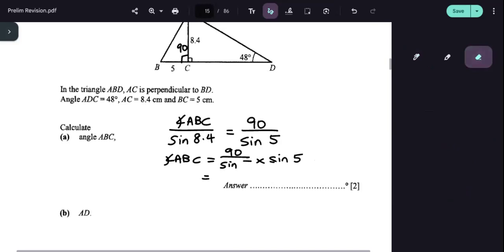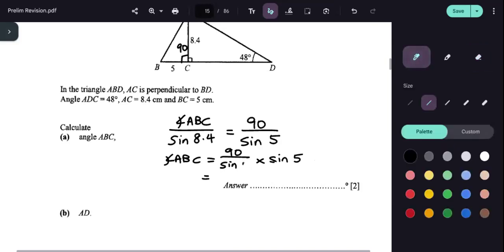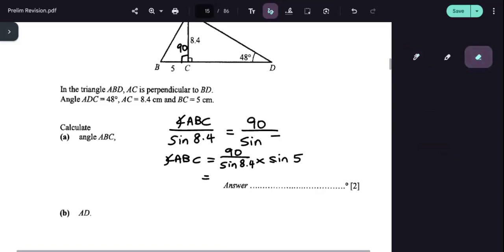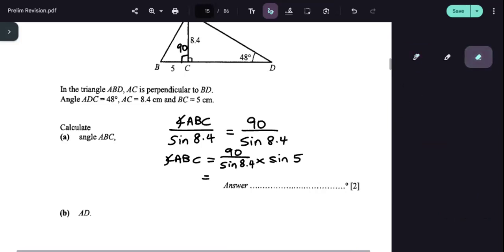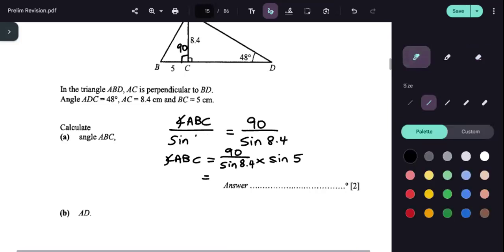Let me see if I change the figure. Yes, this is the one. A slight error here. This is 8.4 and this is 5, because it's the angle that is bounded by the two lines. So it's 53.696, which will give me 53.7, because it's 1 dp.